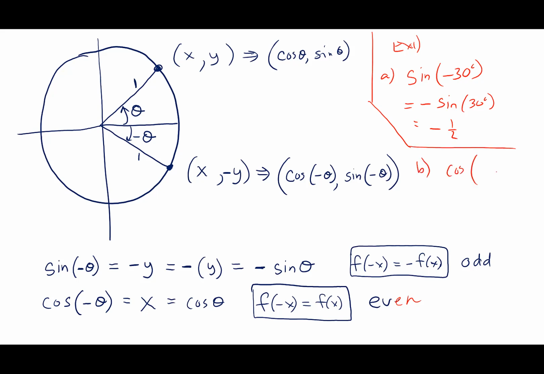Cosine of negative, let's see, 2 pi over 3. So cosine of negative 2 pi over 3. Cosine is an even function, so I can drop that immediately. I don't really even need to mess with it. At this point I'm just looking on the unit circle at 2 pi over 3. That's in quadrant 2, and the x value is negative 1/2.